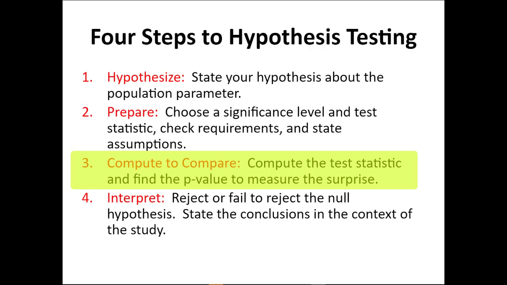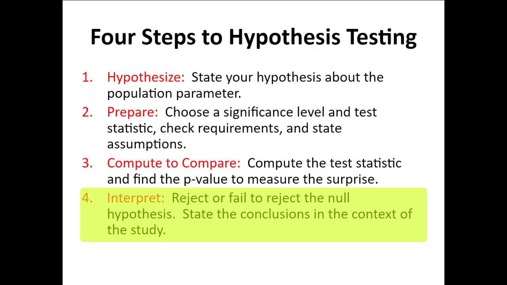You will need to use technology to find the probability of the z obtained. If the probability of your z obtained is less than your stated alpha, then you should reject the null hypothesis. If the probability of your z obtained is more than your stated alpha, then you should retain the null of no difference. The final step is to interpret your results. In this step, you're going to make a decision on whether you're going to reject or fail to reject, in other words, retain the null hypothesis. You should state your conclusion in the context of the study.